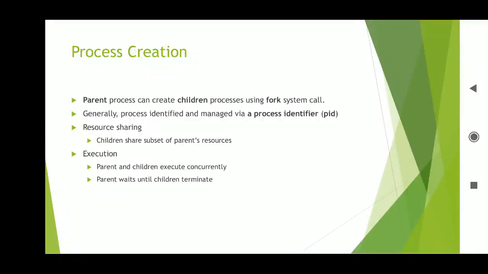A process can be created using the fork system call. This fork system call will create a new process, and it will return the process ID of the new process to the original process. The original process is called the parent process, and the created process is called the child process. The parent process can manage the child process using the process ID which is returned during the fork system call.